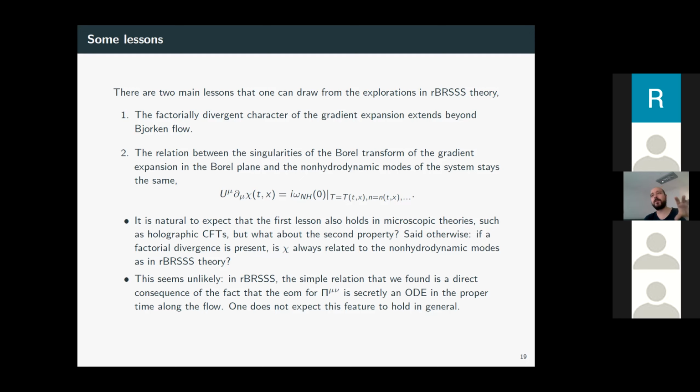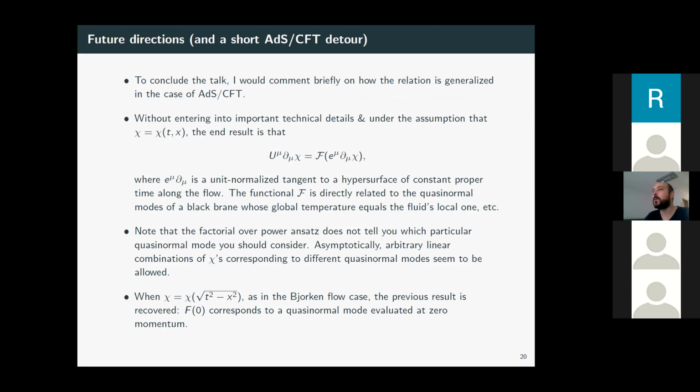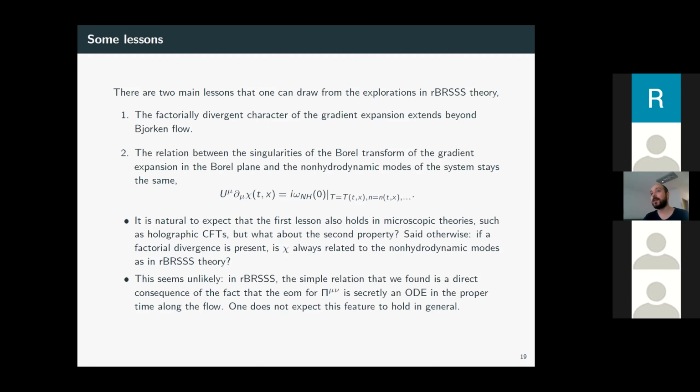It only involves U mu d mu, so it's a comoving derivative, a material derivative along the flow. But you wouldn't expect to have such a simple equation of motion, such a simple dynamical constitutive relation, in general, right? So to conclude the talk, and to elaborate more on these two questions, I'm going to comment briefly on how this relationship would be generalized to the AdS case.